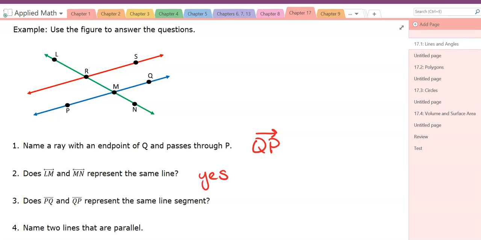How about PQ and QP? Would that represent the same line segment? Yes. It's just naming it differently, but it's still talking about this area right here between those 2 points. So it doesn't change whether you put P first or Q first. So that's another yes. Can you name 2 lines that would be parallel to each other? PQ and RS would be parallel.